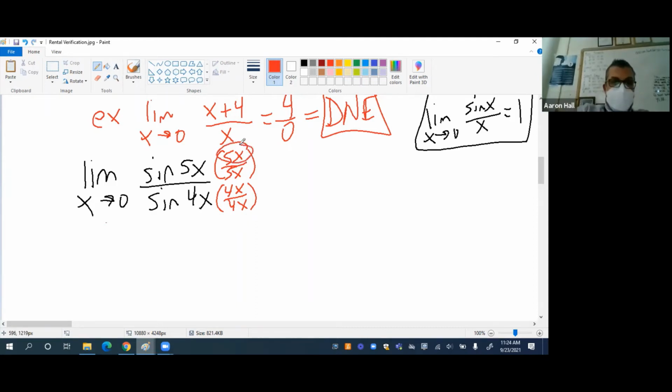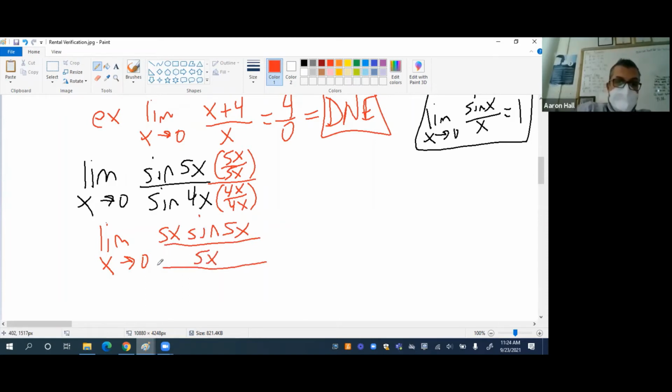What do I do with this 5x in the numerator? I multiply it to the function. So that gives me the limit as x approaches 0 of 5x times sine of 5x over, I have the 5x in the denominator, sine of 4x, I'm sorry, 4x goes here, over 4x. If I do keep change flip, do you see how the x's go away? All right, so these x's are going to go away.